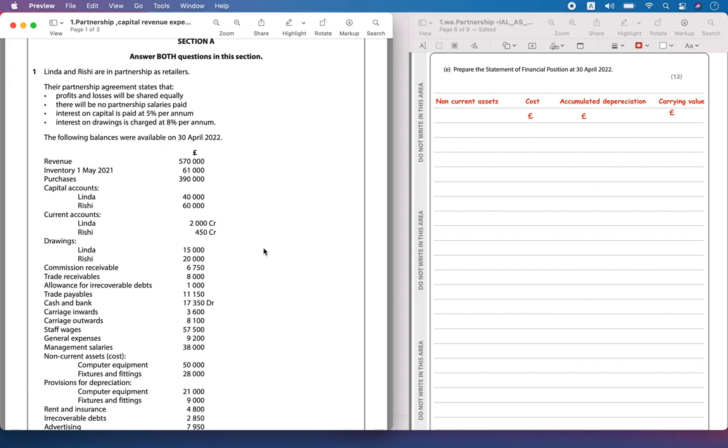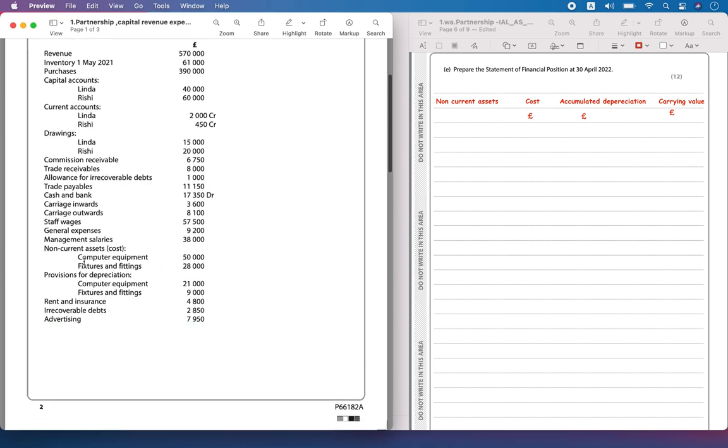Hello, today we are going to solve May 2022 paper question number E. Okay, first question part E. Prepare the statement of financial position at 31st April 2022 for the partnership Linda and Rishi.